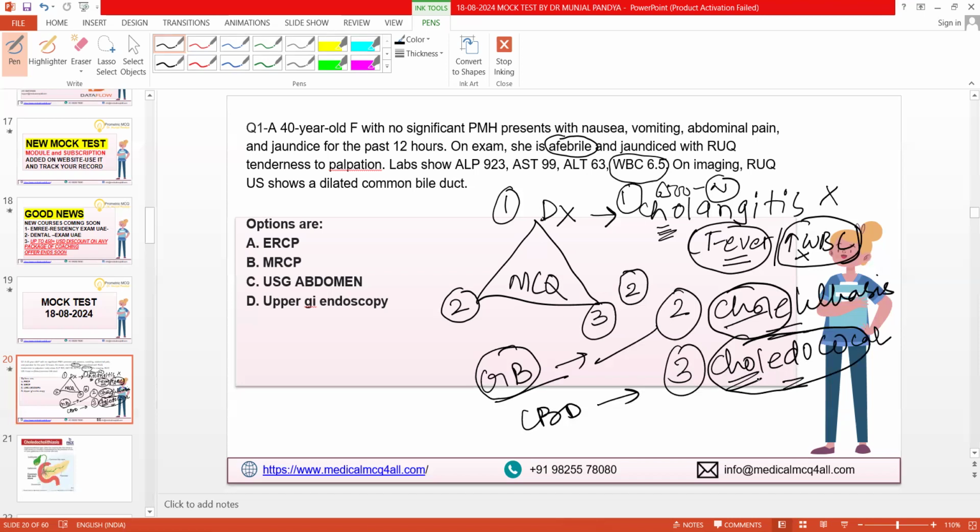So at least we reached the diagnosis at the end of the day, Preeti. What is the diagnosis? The diagnosis is what I write down, the final diagnosis of this patient, Preeti.